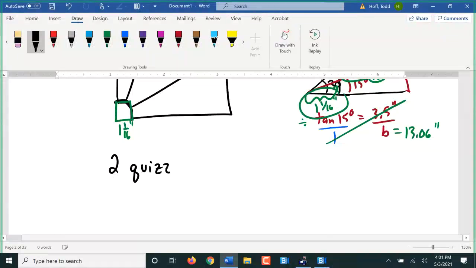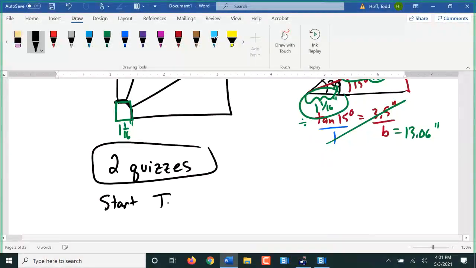What I want you to work on for me. You still have those 2 quizzes out there. There's a few people that have the first one in. I don't think anybody has the second one in yet, unless they turned it in the last couple hours. You got 2 quizzes out there to work on, and then start that final test.